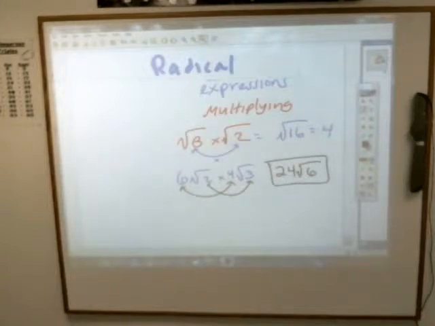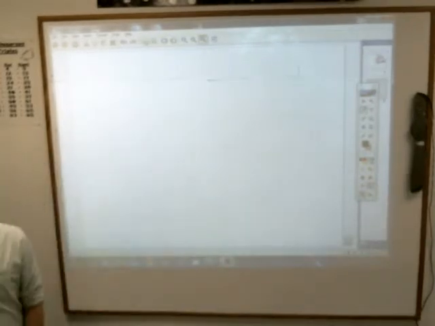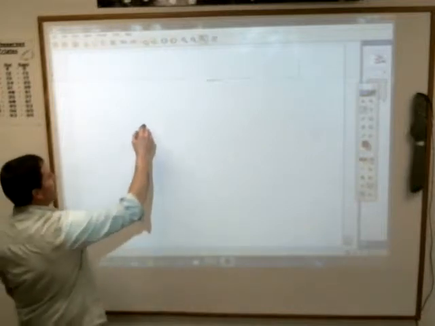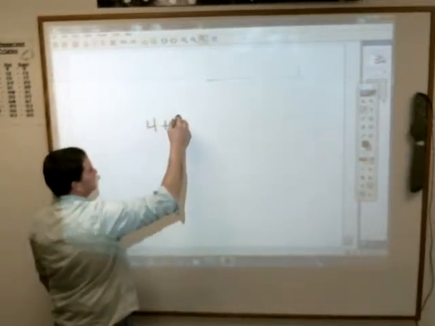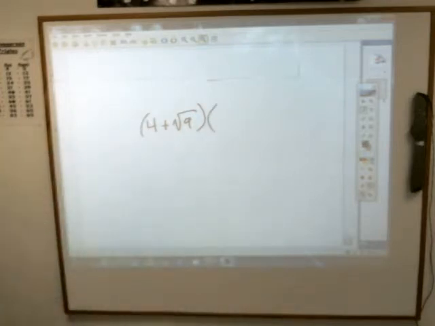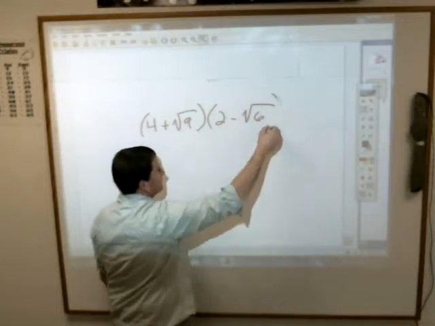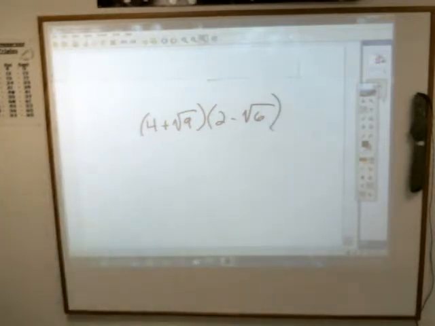Let's look at some other ones here, because here's where it gets interesting. That one's pretty simple there. How about a binomial times a binomial? 4 plus the square root of 9 times 2 minus the square root of 6. Your thoughts on that?